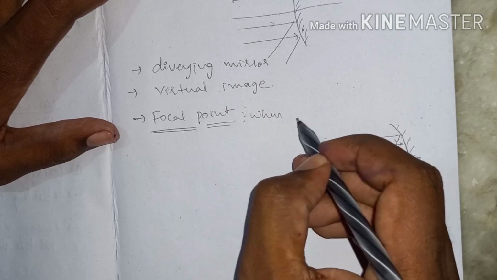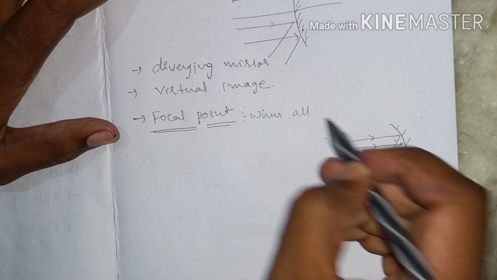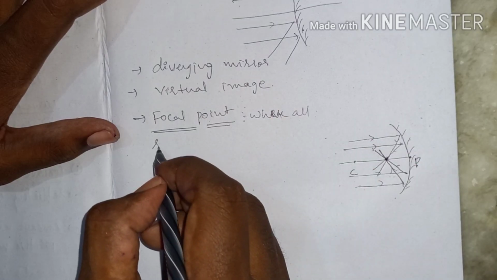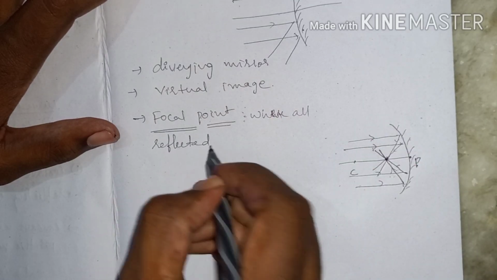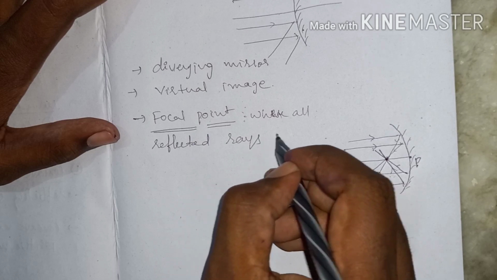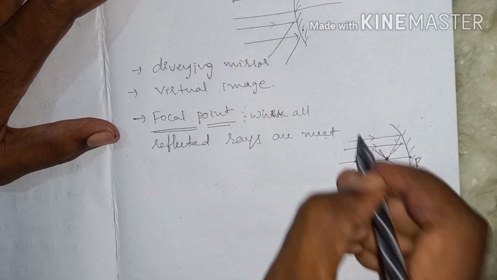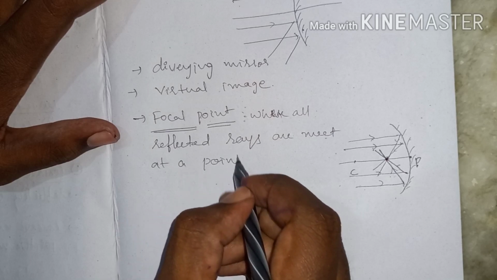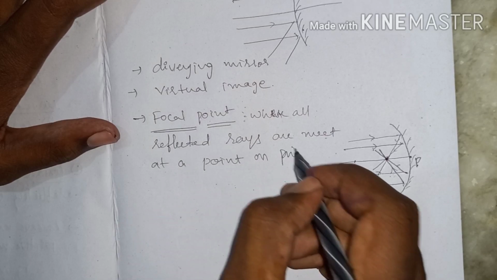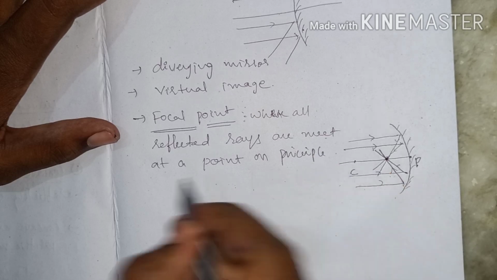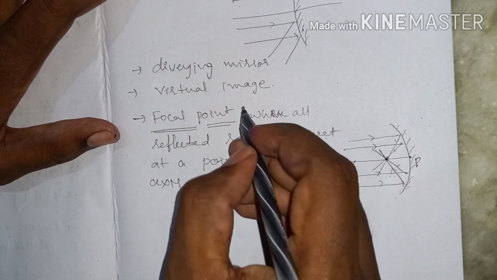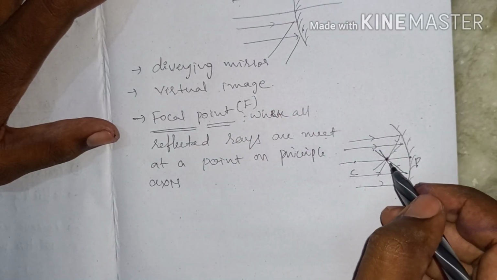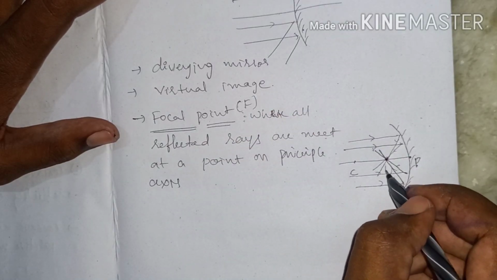When all the reflected rays meet at a point on the principal axis, it is indicated with a capital F. That point we call the focal point.